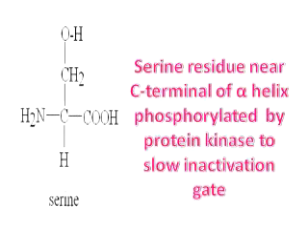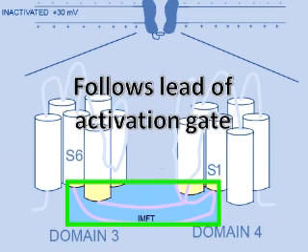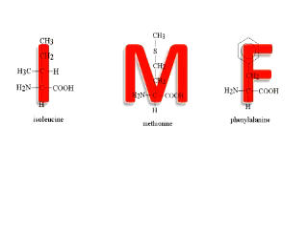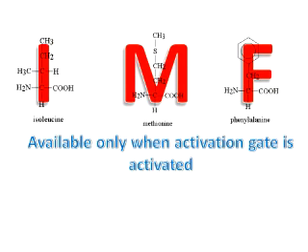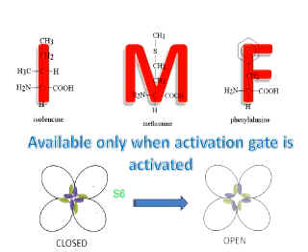A serine residue near the C-terminal portion of the alpha helix can be phosphorylated by protein kinases to slow down the inactivation gate. Many studies have shown that the inactivation gate may not have voltage sensing capabilities like the activation gate. Rather, the inactivation gate simply follows the lead of the activation gate, such that the IMF motif of the inactivation particle becomes available only when the activation gate is activated and changes its conformation into an open state.